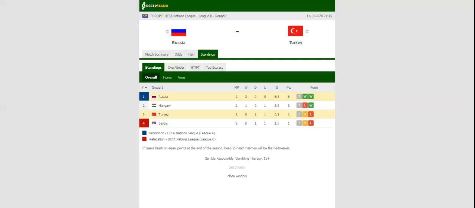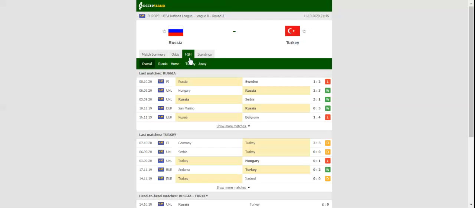Stadion Dynamo will host Sunday's Nations League game between Russia and Turkey. The Russians aim to build on back-to-back wins over Serbia and Hungary, and they are likely to stick to their attacking style of play. Despite failing to find the net in the 3-2 win over Hungary, Zenit attacker Artem Dzyuba is likely to lead the line for the hosts.